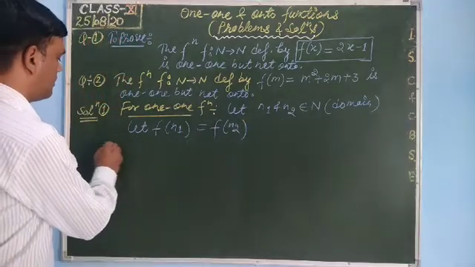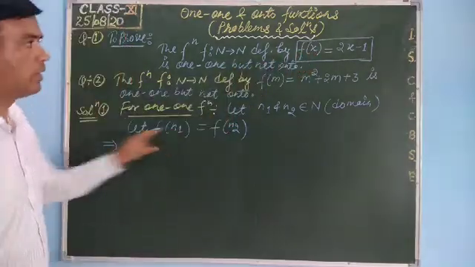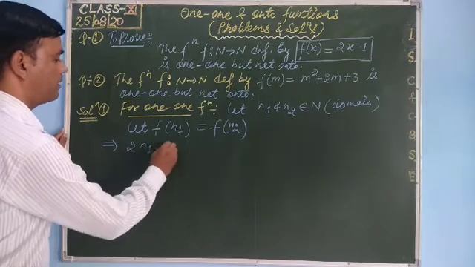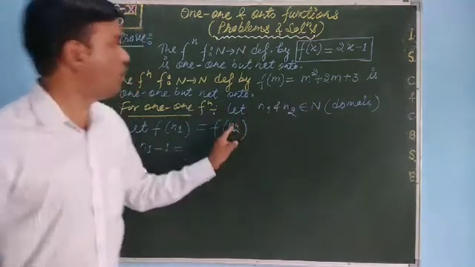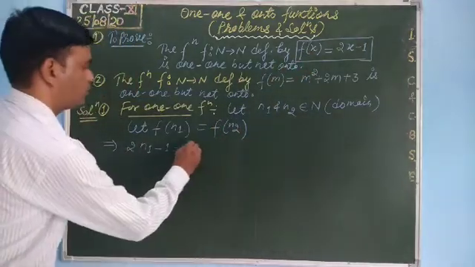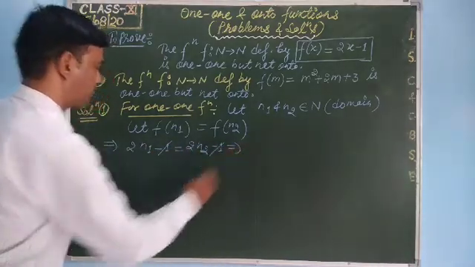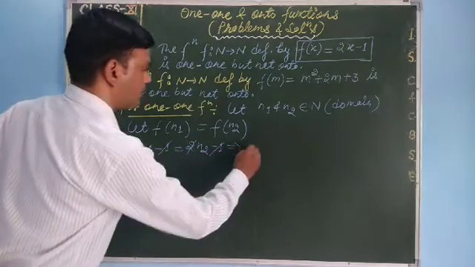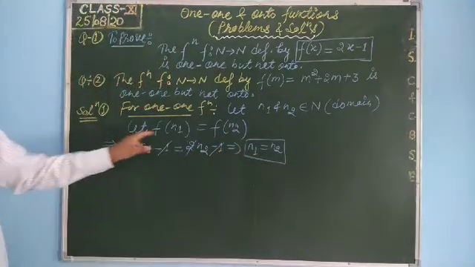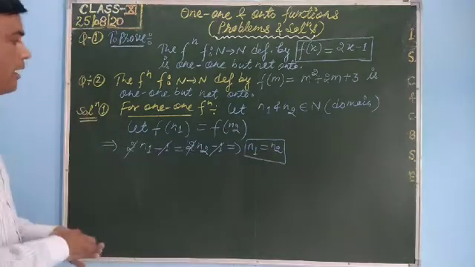So this implies that putting the value of n1 in the given function, in place of x we will put n1. So we will get 2n1 - 1 is equal to, in place of x we will put n2, then we will get 2n2 - 1. Cancelling the 1, and this 2 will also be cancelled, we will get n1 is equal to n2. It means what we have proved: if f(n1) is equal to f(n2), this implies n1 is equal to n2.